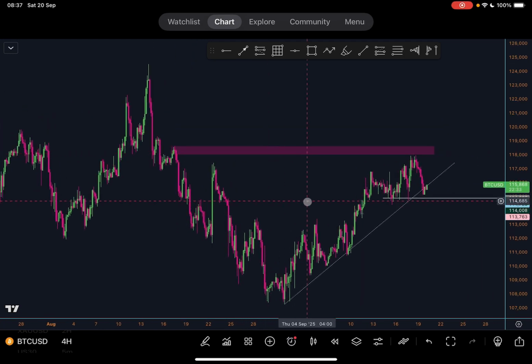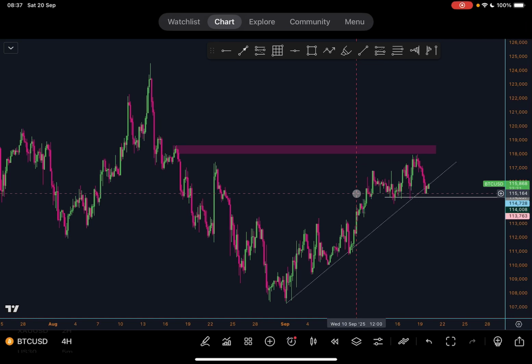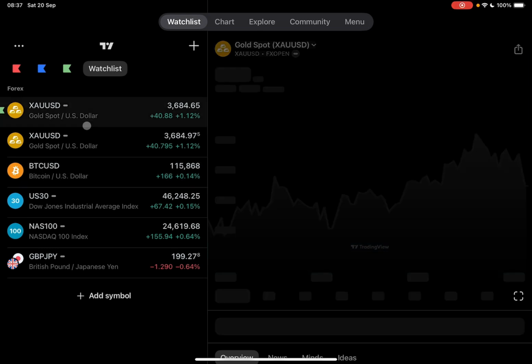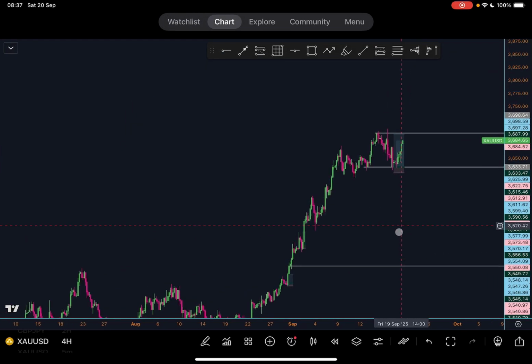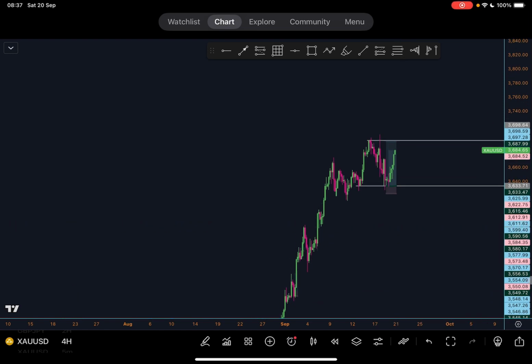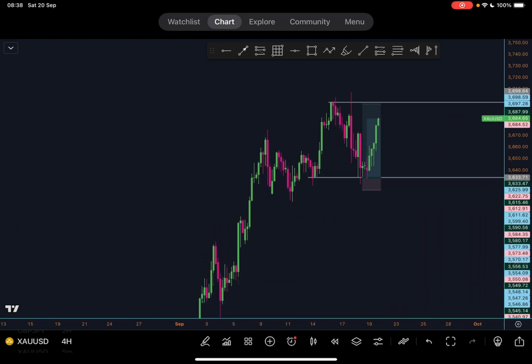You can see from this area, Bitcoin has not been moving healthily. There's no healthy movement right here. So let's see how Bitcoin goes. But you guys have seen my opinion on gold. So that's it for the new week. Let me go back to gold. So that's it for the new week, and this is gold, the 4-hour time frame as well.